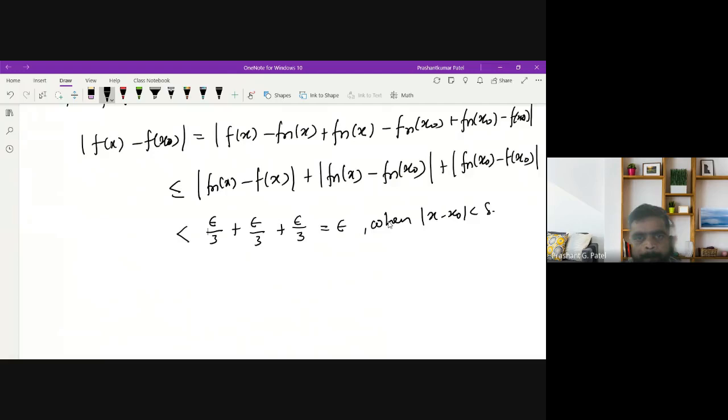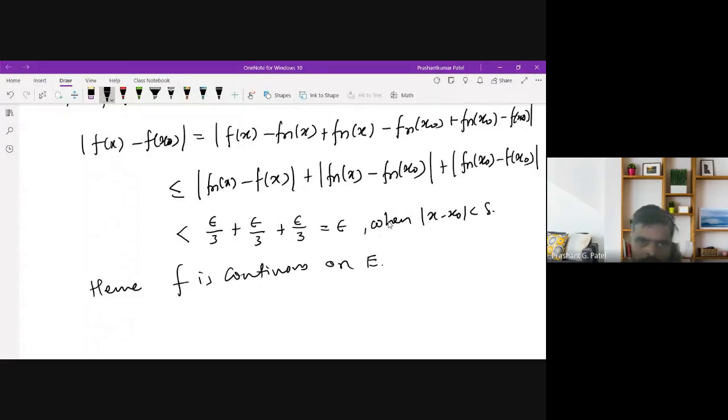So hence what we can say is f is continuous at every point on E, which proves that under uniform convergence, continuity is preserved.